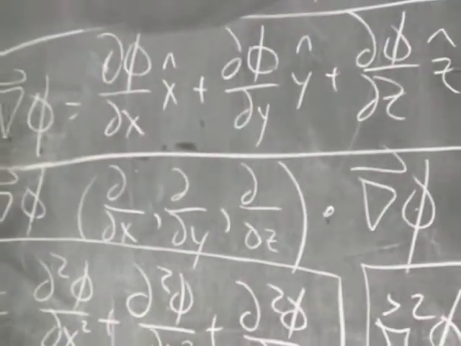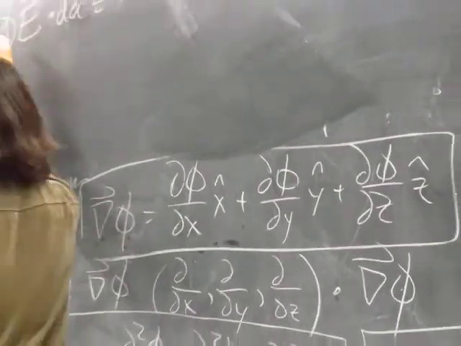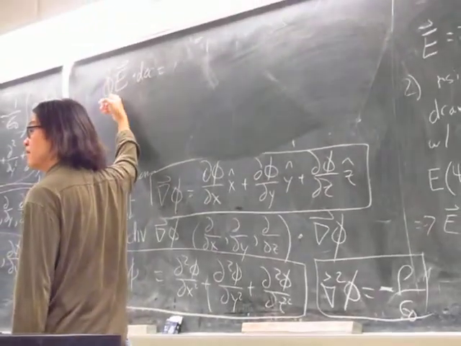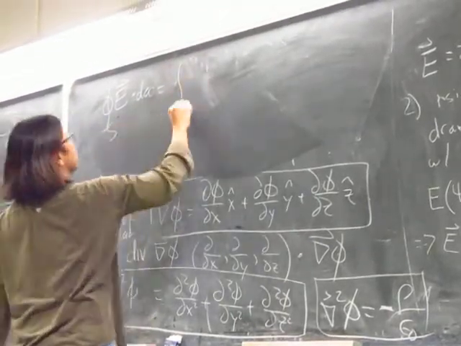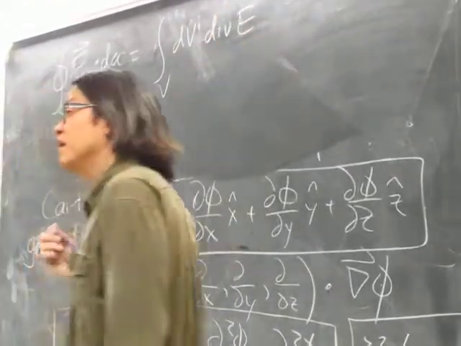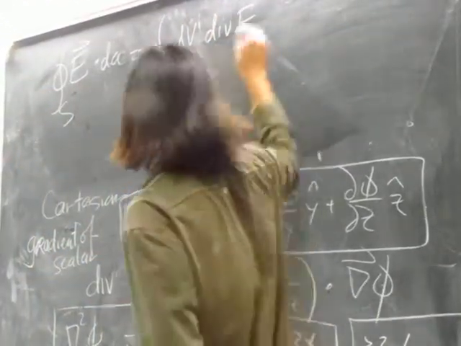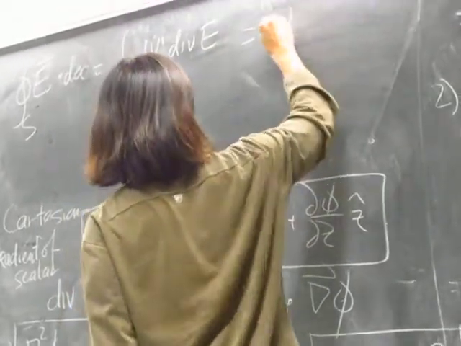The left hand side of Gauss's law, the flux integral over dA, becomes turning a surface integral into a volume integral over dV. And then the right hand side of Gauss's law gives you 1 over epsilon naught.